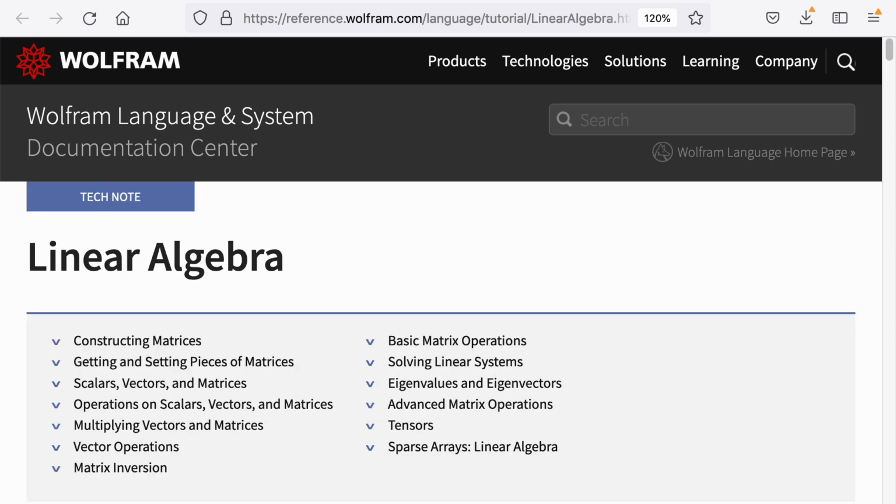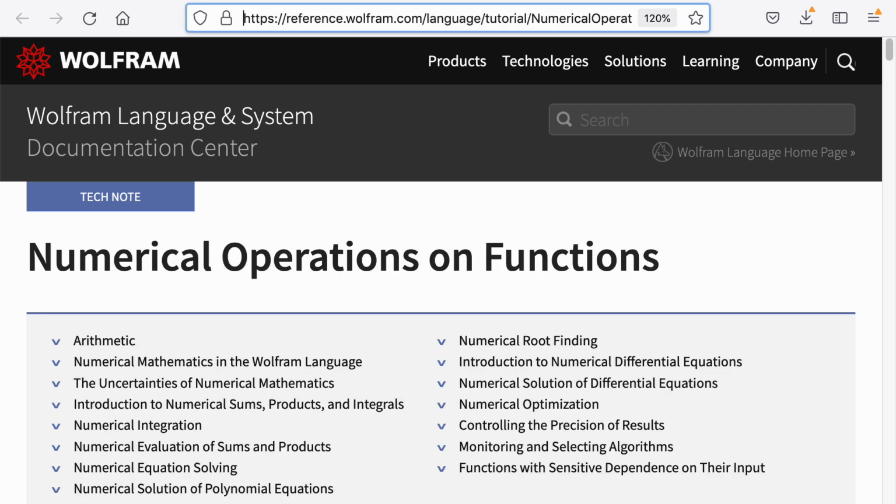Information on systems of linear equations can be found in the section on solving linear systems in the general TechNote on linear algebra, and information on solving equations numerically, such as using FindRoot, can be found in the sections on equations in the general TechNote on numerical operations on functions.